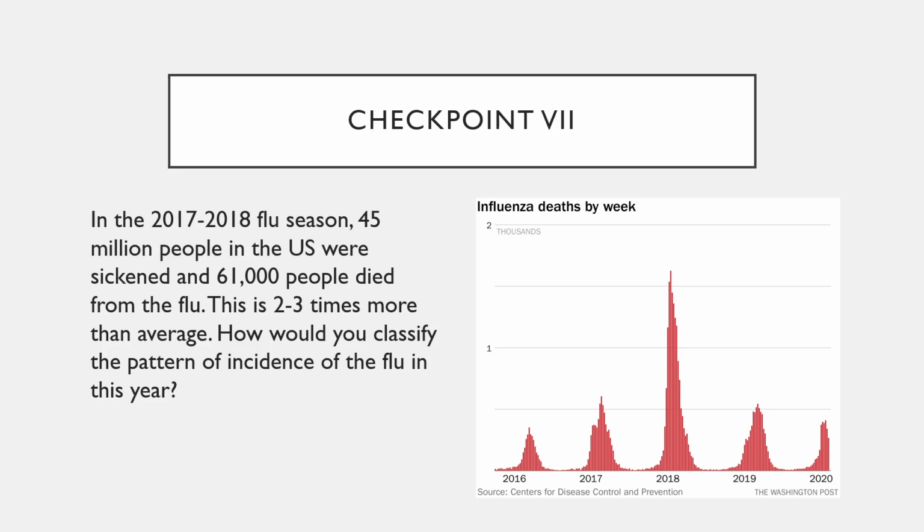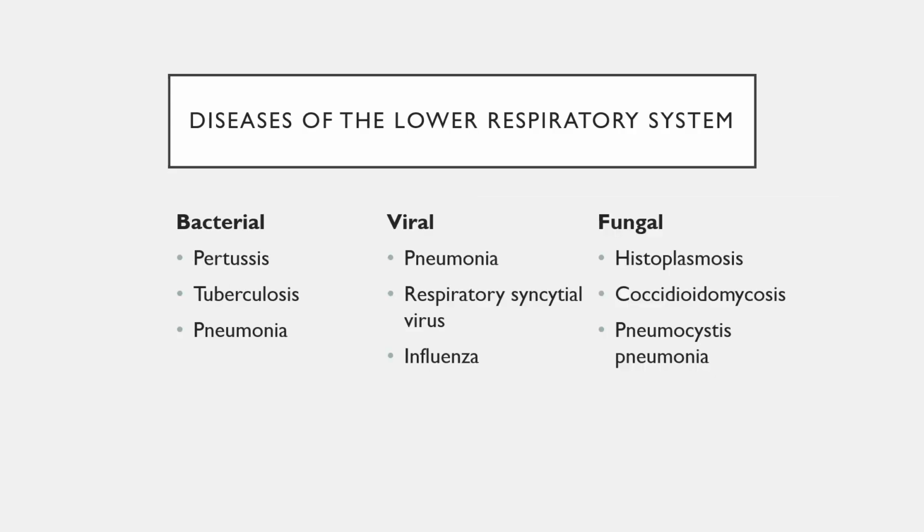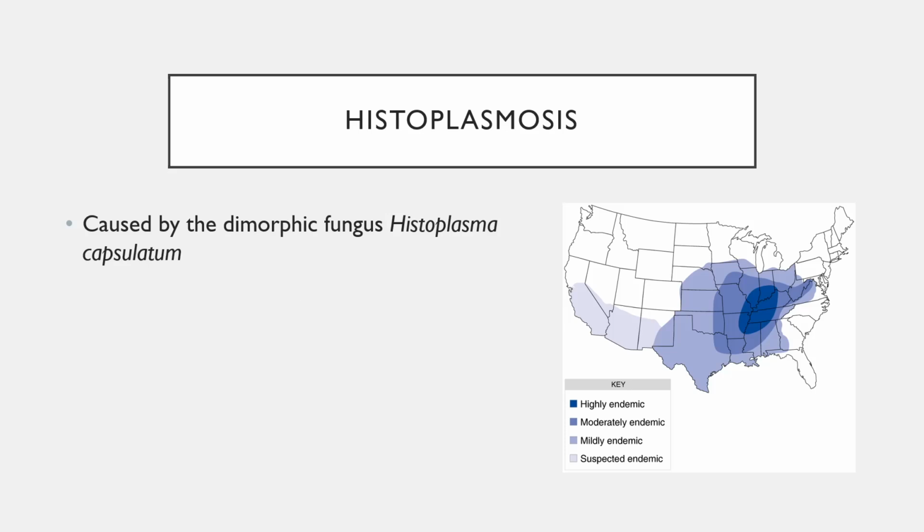So we are nearly finished with our diseases of the lower respiratory system. The only ones we have left to cover are the fungal infections. We have 3 fungal infections, the first of which is histoplasmosis. Histoplasmosis is caused by a dimorphic fungus, which you may remember means that it has both a yeast and a mold form that it can transition between depending upon environmental conditions. And the species name is Histoplasma capsulatum.